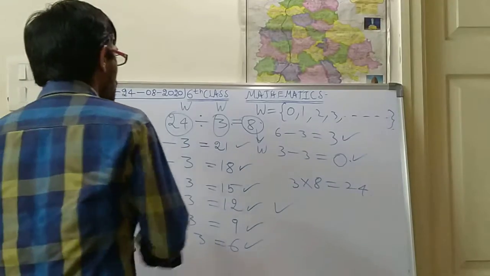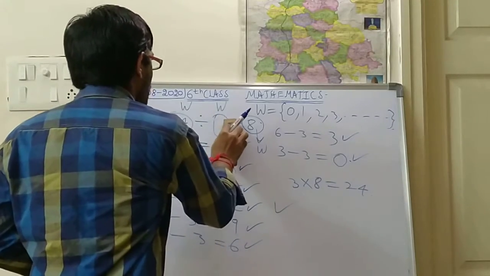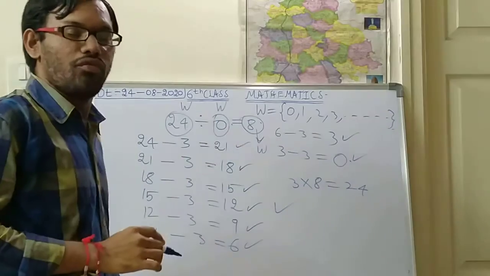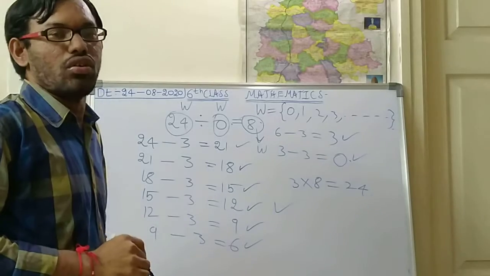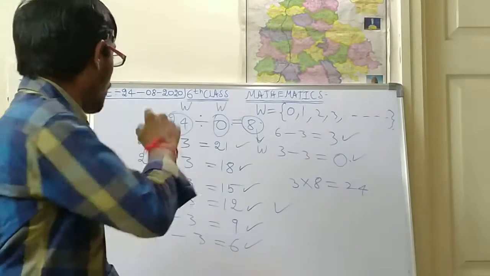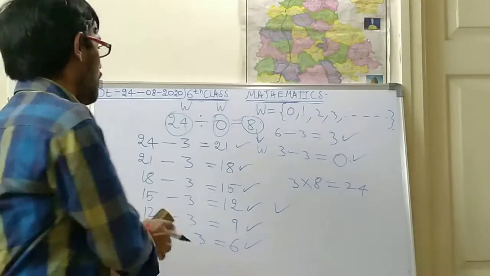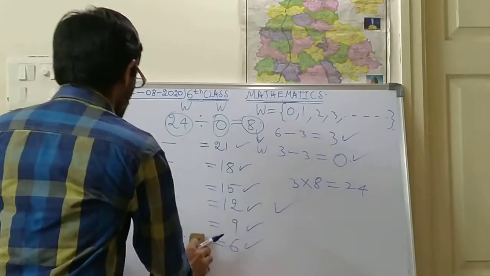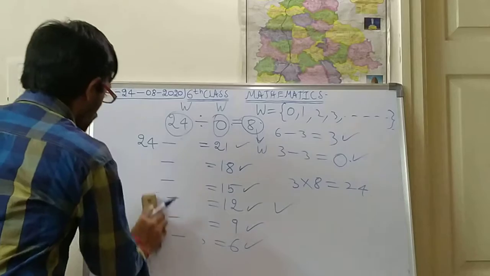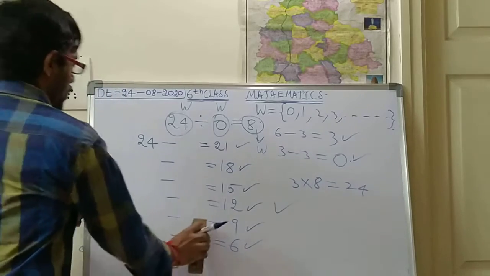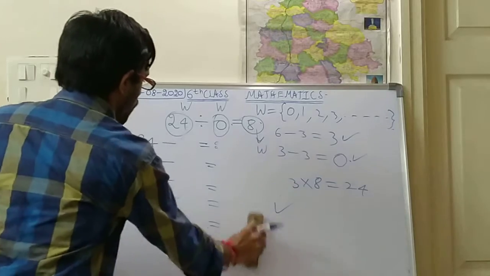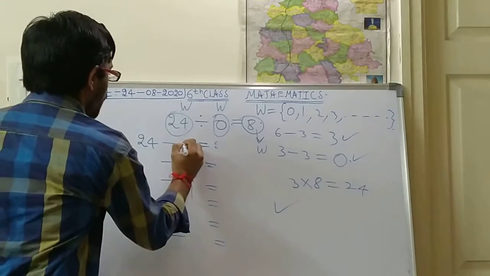Okay. So for these numbers it is satisfied. But suppose, instead of 3, you take 0, and you want to divide by 0. What will you get? By how many times will you get an answer? We shall see now. Now see here. 24.